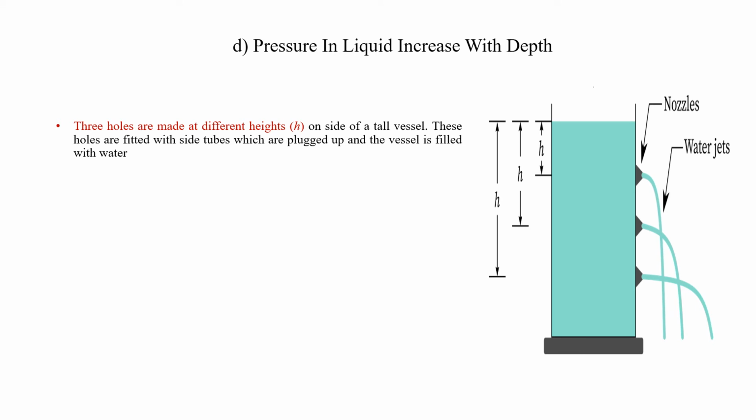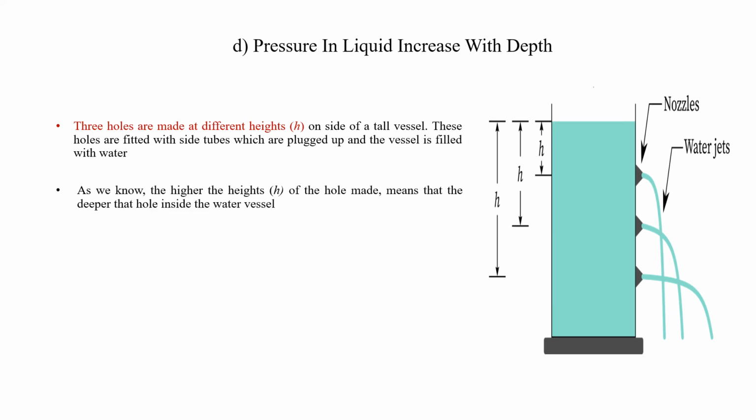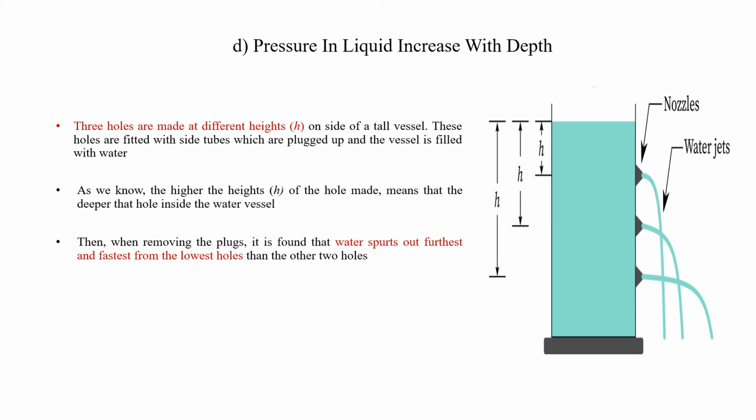This is a vessel. These holes are fitted with side tubes which are plugged up and the vessel is filled with water. As we know, the higher the hole is made, the less deep that hole is inside the water vessel. Then, when removing the plugs, it is found that water spurts out furthest and fastest from the lowest hole than the other 2 holes.